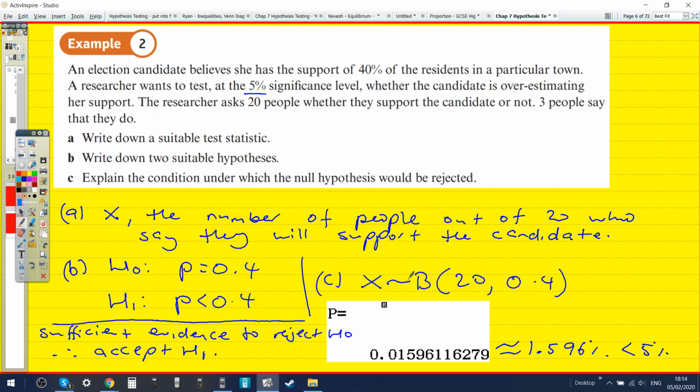X is binomially distributed, where n is 20 and p is 0.4. Put that in with an x of 3 and you get something that happens 1.596% of the time. That's less than the significance level, and therefore there's sufficient evidence to reject the null hypothesis. Therefore we accept the alternative hypothesis. Any questions about all that?